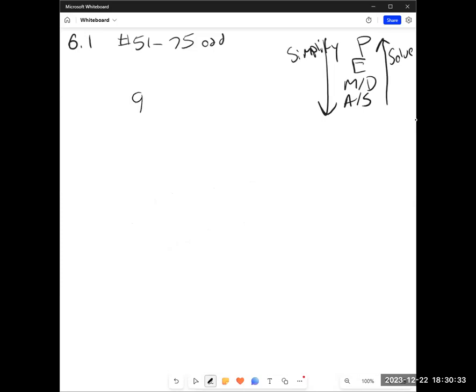Next, we have 9x equals negative 63. So again, we're going to use multiplication or division here. We're going to divide by 9. X is equal to negative 7.